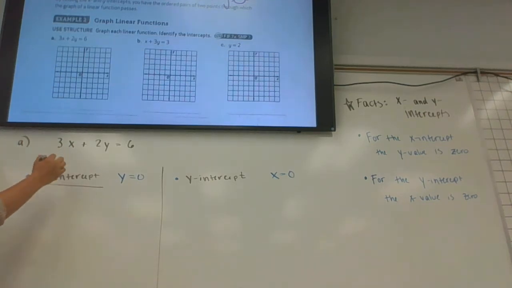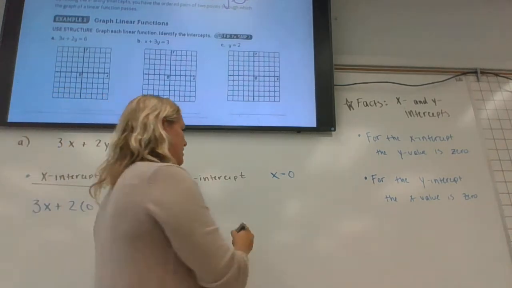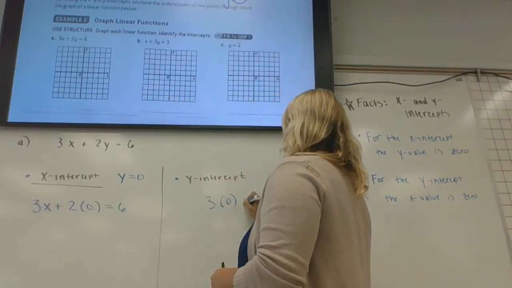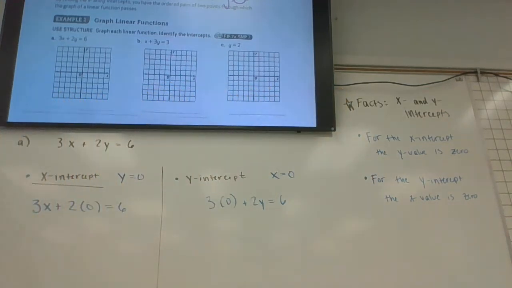So I'm going to take the given equation. I'm going to take the y out and put 0 in. And then I'm going to do it again, except I'm going to take the x out and put 0 in. So I'm going to do this equation twice, replacing the variable with 0. Take the y out, replace it with 0. Go ahead and do it.